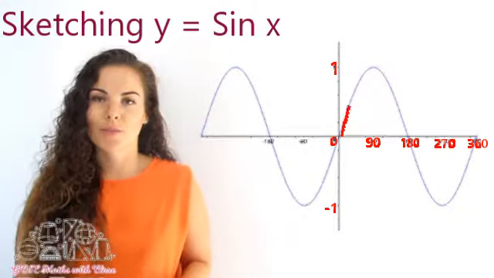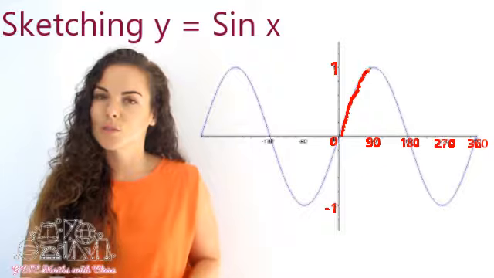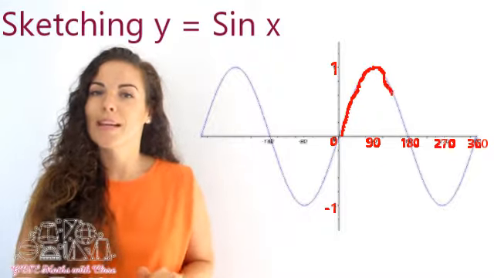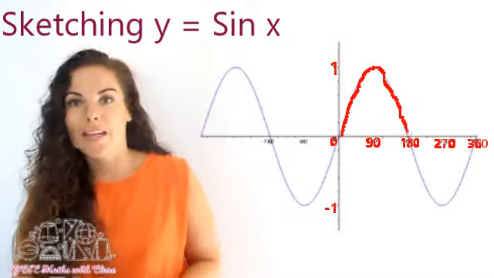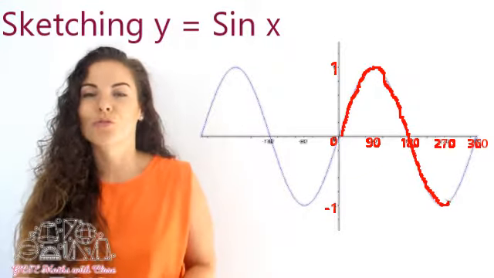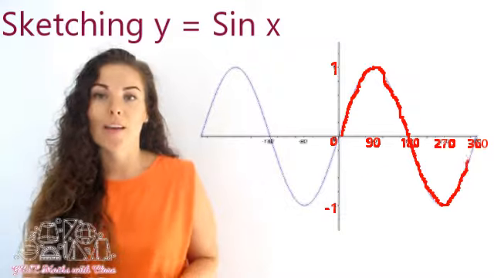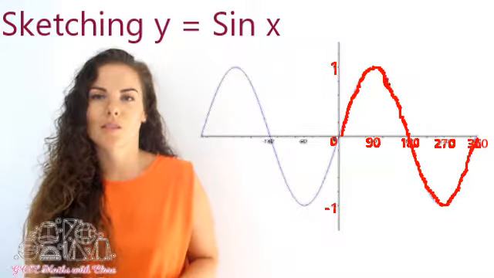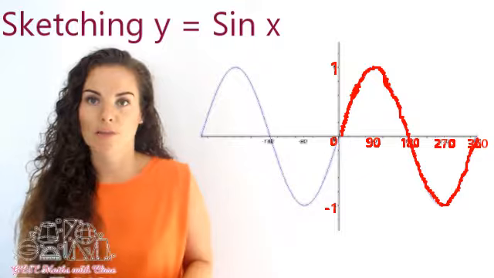So let's start with sin x. Sin x is a wave. It goes from 0, 0 up to 90, 1, then down to 180, 0, then down to 270, minus 1, then up to 360, 0. So there's a few tips in drawing this graph.